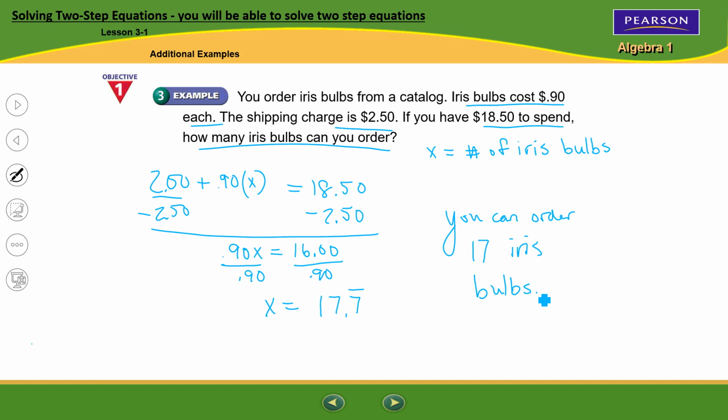And if you're not sure if it's 17 or 18, plug it in right here and see if it makes sense. Now it's not going to equal 1850. It's either going to be less than 1850 or more than 1850. Less than 1850 is fine because you have $18.50, so you'll get some change back. More than 1850, that's going to be a problem. Now you owe people money, and we don't want to get into all that. So 17 iris bulbs is what we can order.